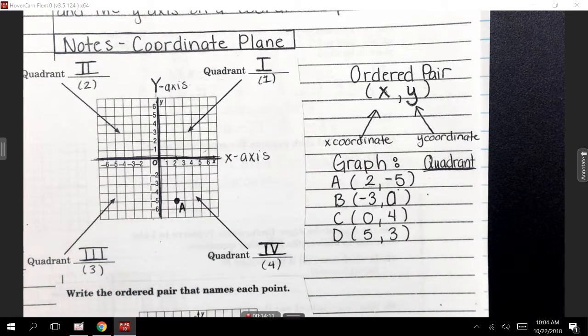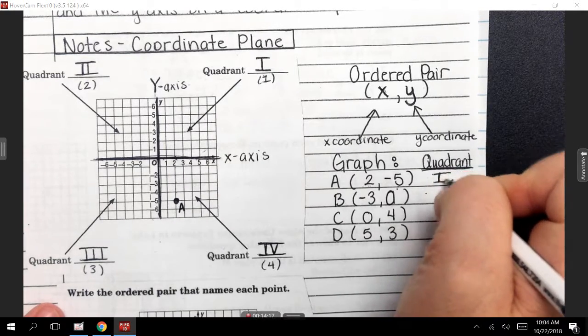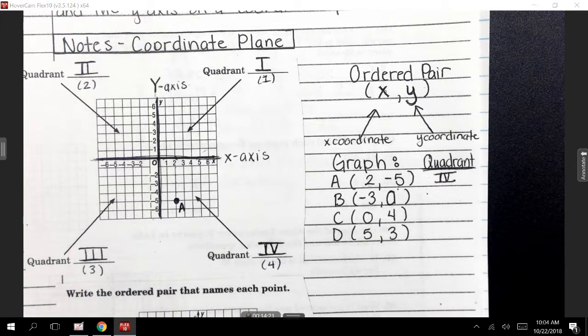Okay, what quadrant is that going to be in? What quadrant is that in, Julia? The 4th. So I'm going to put my 4th Roman numeral. So my quadrant was quadrant 4. Are there questions on how I did that first one?